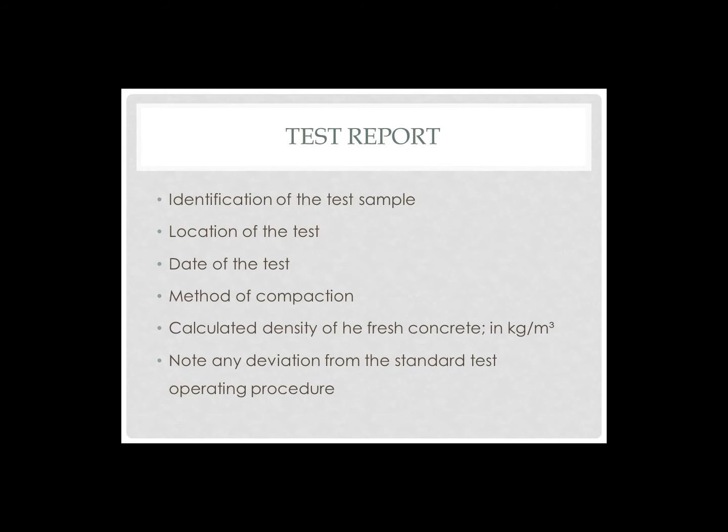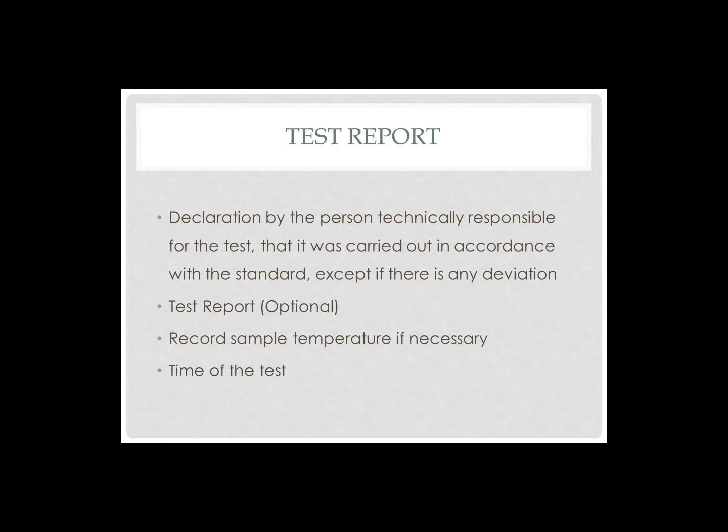Finally, the test report that must be documented must include identification of the sample, location of the test, date of the test, method of compaction, and the calculated density of the fresh concrete in kilograms per meter cubed. Note any deviation from the standard test operating procedure. Declaration by the person technically responsible for the test that it was carried out in accordance with the standard, except if there is any deviation. Documentation which is optional to the test report are the sample temperature and the time of the test.